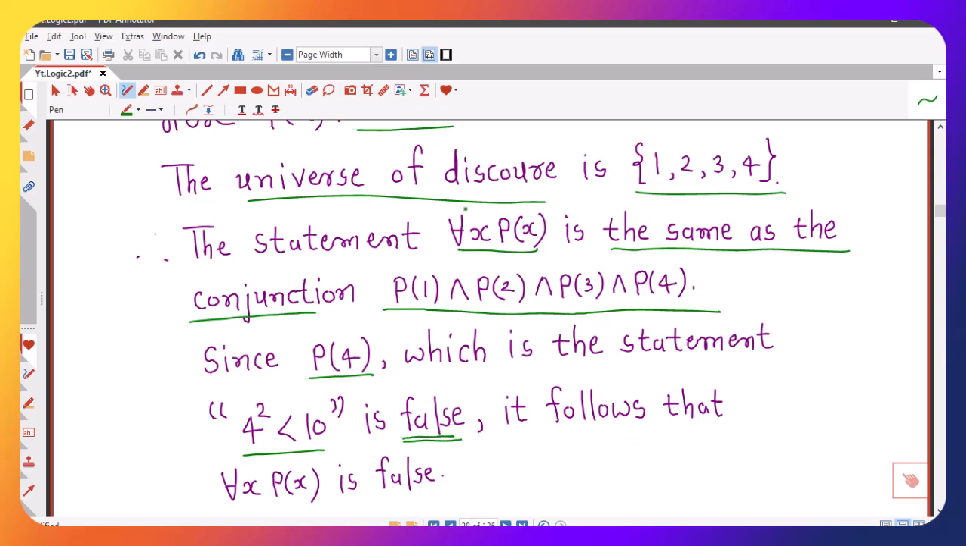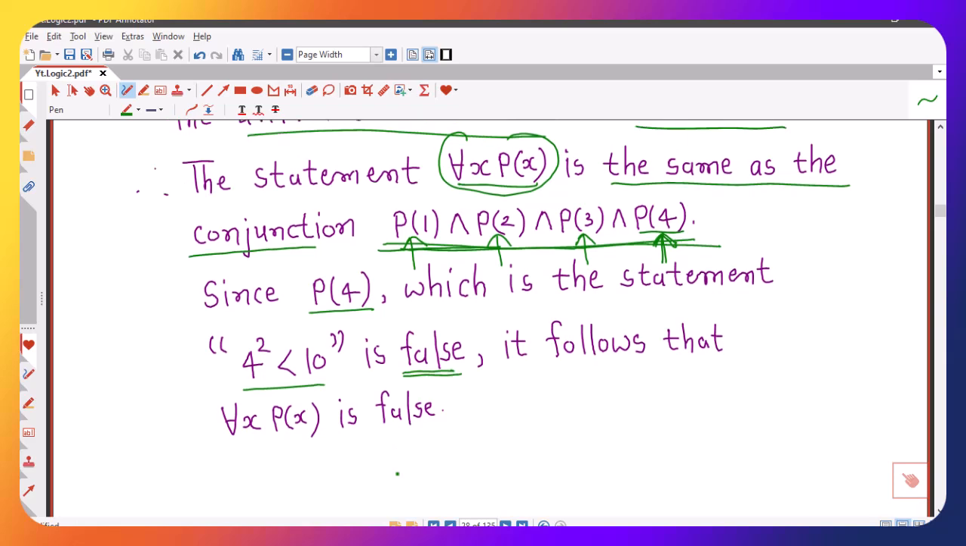And this is nothing but the conjunction of these 4 statements, and we know that whenever we have a conjunction operator, then the result is true if all the statements in the conjunction are true, or if at least one statement in the conjunction is false, then the given conjunction is false. So here P of 4 is false, therefore for every x, P(x) has truth value false or F.